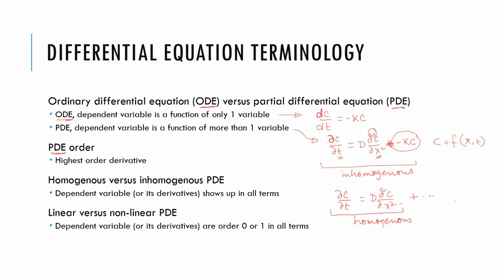So linear versus non-linear: as it says, the dependent variable or its derivative are of order 0 or 1. We are going to be dealing with some non-linear terms. So when can things get non-linear? Suppose diffusivity is a function of concentration. Well, then this same equation would be written as del C del t equals del del x of D del C del x, because D is no longer a constant, and then it becomes nonlinear.